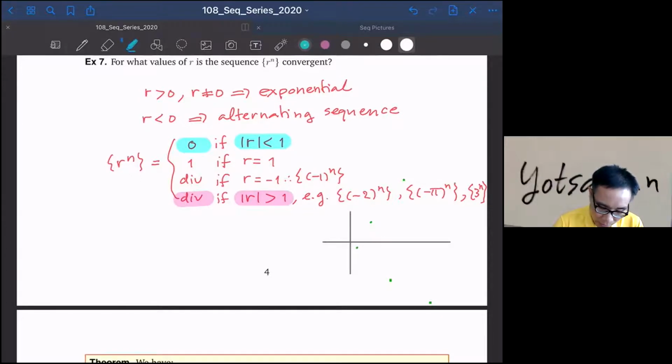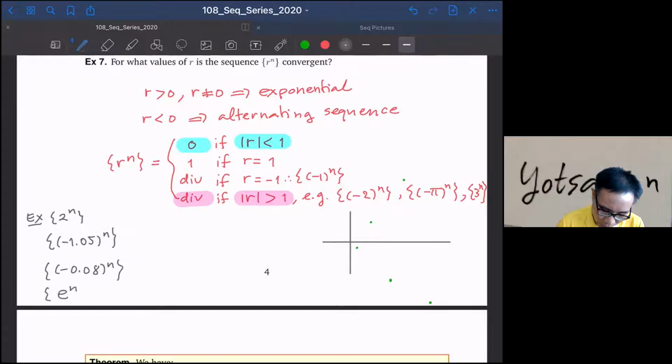And let me also give you several examples here. If I ask you about 2 to the n, negative 1.05 to the n, negative 0.08 to the n, something like this, and e to the n. So you see that for 2 to the n, you have r equal to 2, more than 1. Okay, so it's divergent.